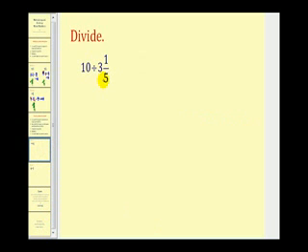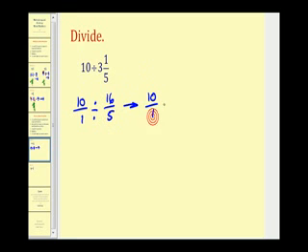Again, the first step is to write these as improper fractions. So we'll have 10/1 divided by, this would be 5 times 3 plus 1, that's 16/5. Now the only difference here is now we have to convert this division problem to a multiplication problem. So remember, dividing by 16/5 is the same as multiplying by the reciprocal. So this will be 10 over 1 times 5/16. Notice how we did not take the reciprocal of the first fraction, only the second fraction. Dividing by 16/5 is the same as multiplying by 5/16.